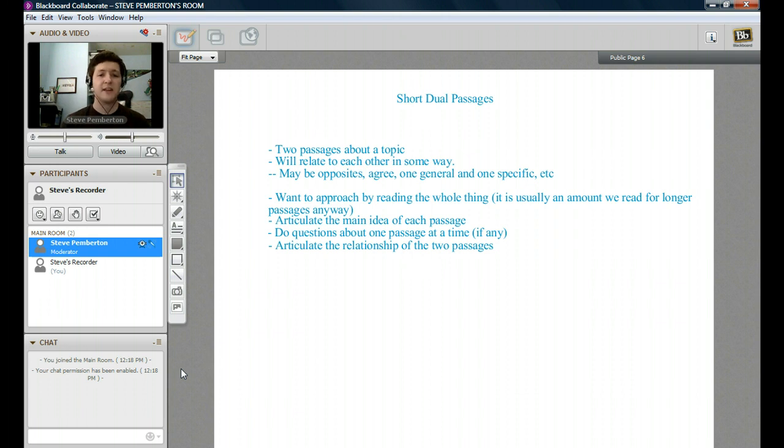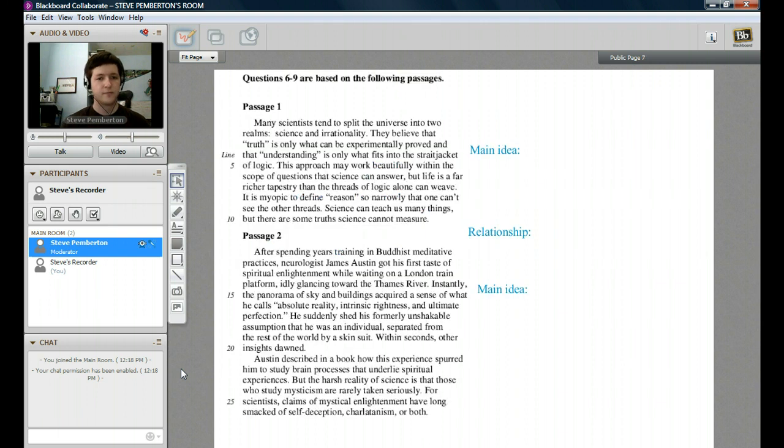And we articulate the main idea of each individual passage. We'll do questions about one passage at a time. If there are any, there won't necessarily be any about one passage only. But if there are, we do those. Then we will articulate the relationship of the two passages and do the questions about the two passages at once. So let's look at a passage together. And let's go ahead and read through this.